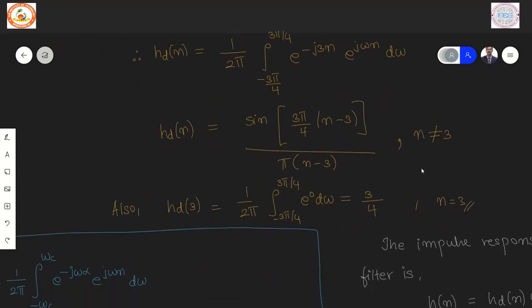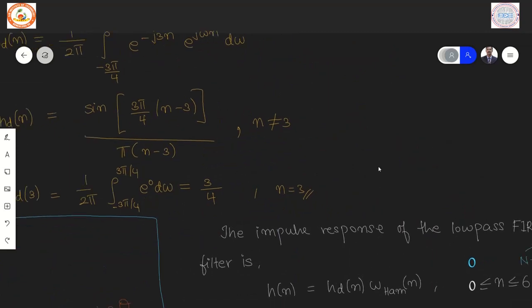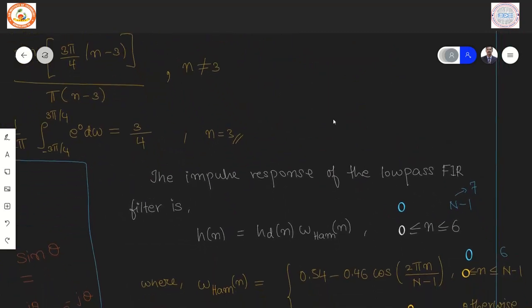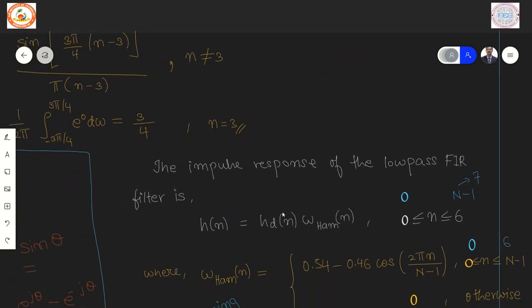Next, we have to compute the impulse response of the low pass FIR filter. To do that, the infinite impulse response hd of n is to be multiplied with the finite window function. In this case, the problem mentions you use a Hamming window, and the size of the window is 7. So Hamming window of size 7 means the n values to be solved is between 0 to 6.